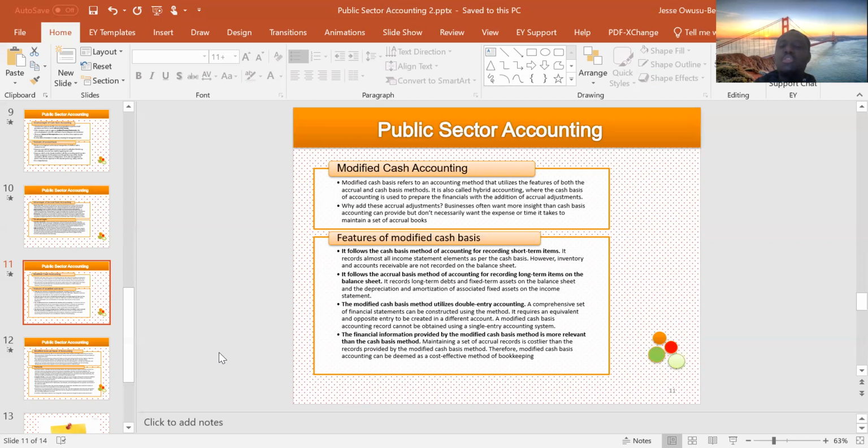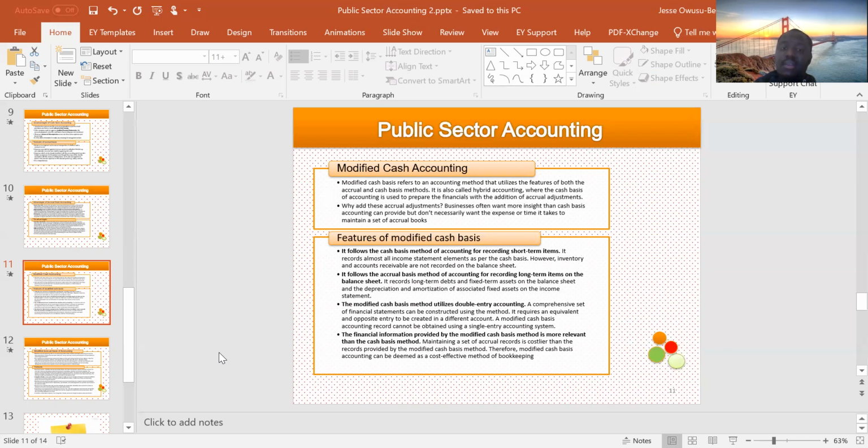It records almost all income statement elements as per the cash basis. However, inventory and account receivables are not recorded on the balance sheet. So that's one feature. It follows the cash basis method of accounting for recording short-term items. Then the next feature is that it follows the accrual basis method of accounting for recording long-term items.